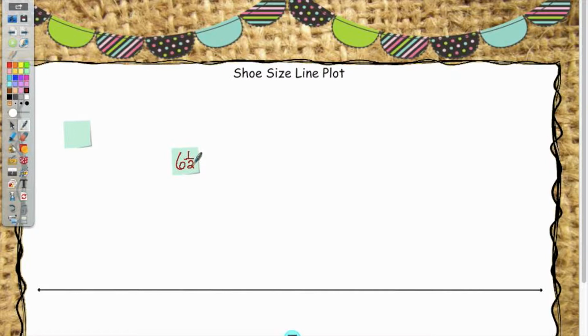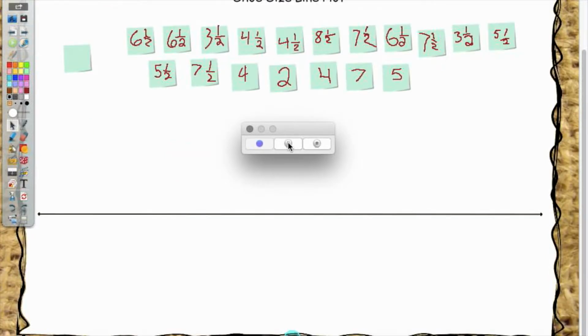Okay, so I'm going to pause it while we do all that so that the video doesn't take so long. Sound good? All right, let's take a look at this now. We've got our shoe sizes written on a sticky note, and I need to make a line plot here. In order to make that line plot, I need to have some numbers on it, don't I?